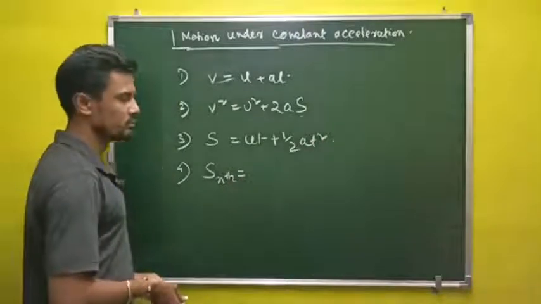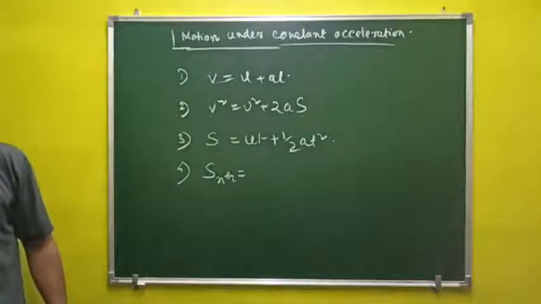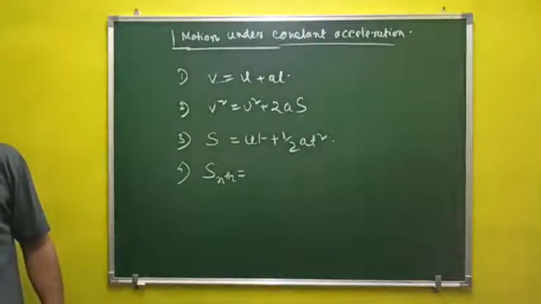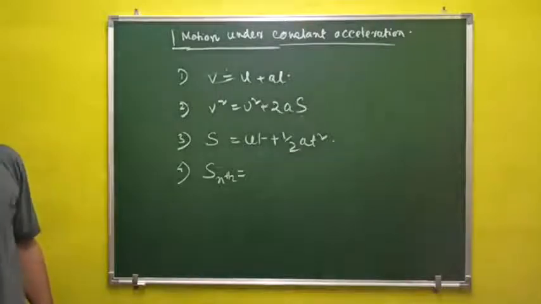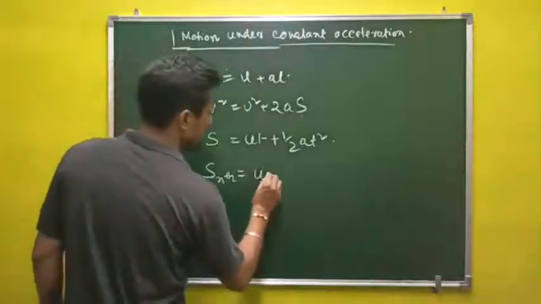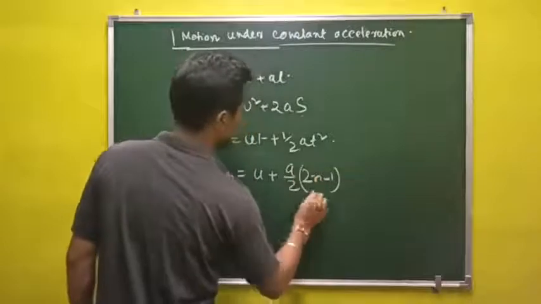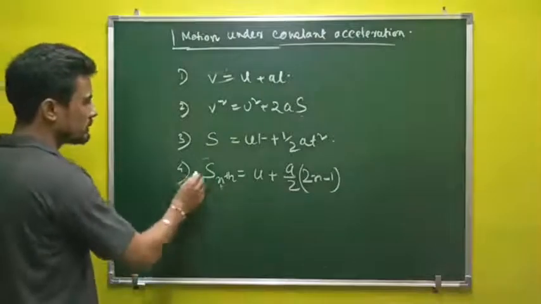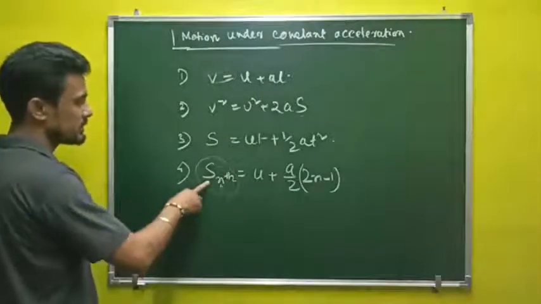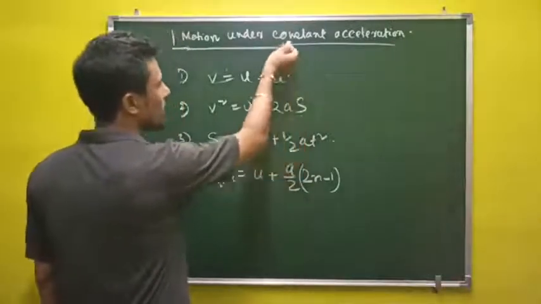And the fourth one, the displacement covered in the nth second, is given by S nth equal to U plus A by 2 times (2n minus 1), where n is the nth second and S nth represents the displacement covered in the nth second. So these are the four equations for motion under constant acceleration.